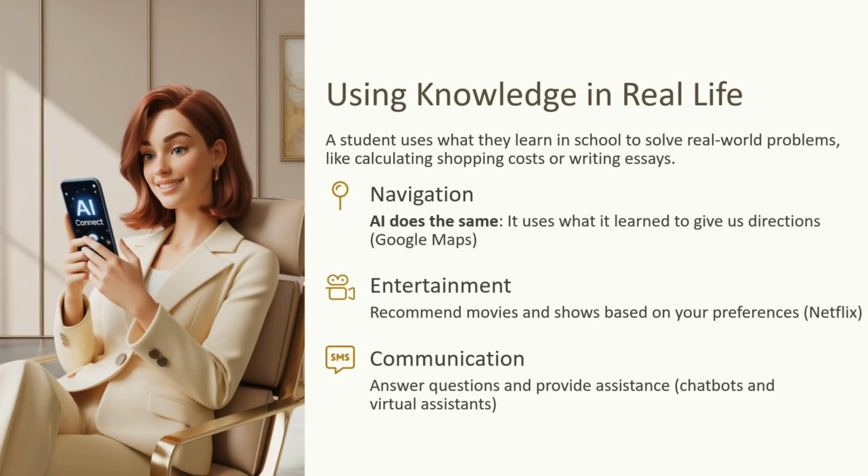Using knowledge in real life. A student uses what they learn in school to solve real world problems, like calculating shopping cost or writing essays. AI does the same. It uses what it learned to give us directions, for example, Google Maps. AI recommends movies and shows based on your preferences, for example, Netflix. AI can answer questions and provide assistance, for example, chatbots and virtual assistants.